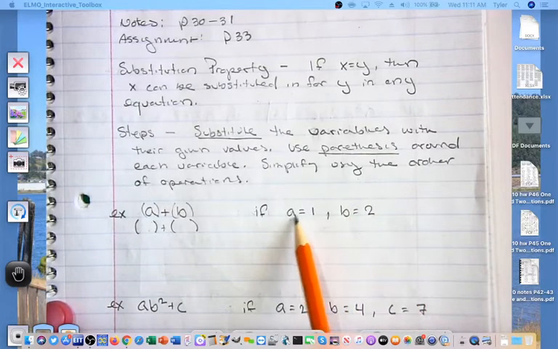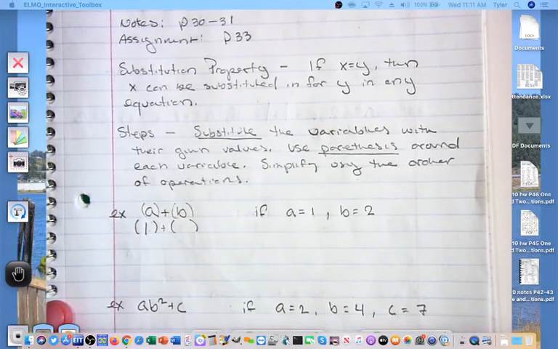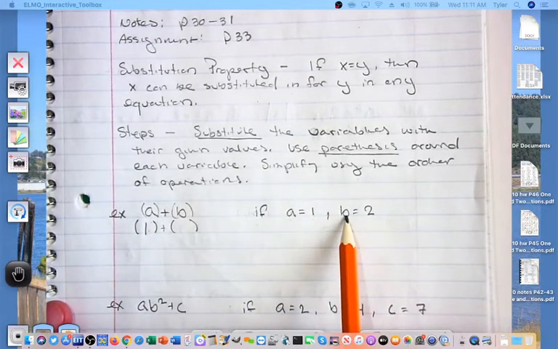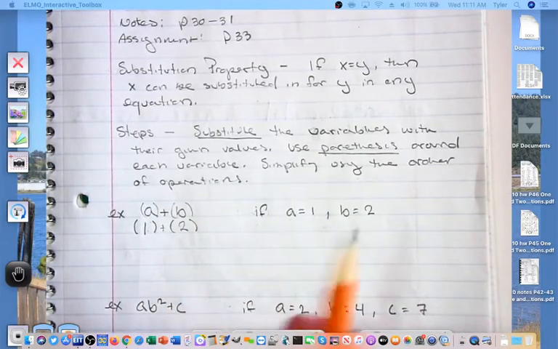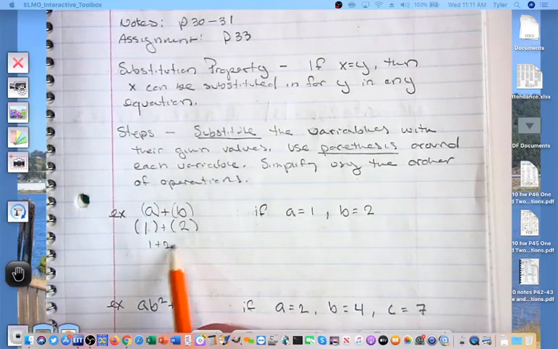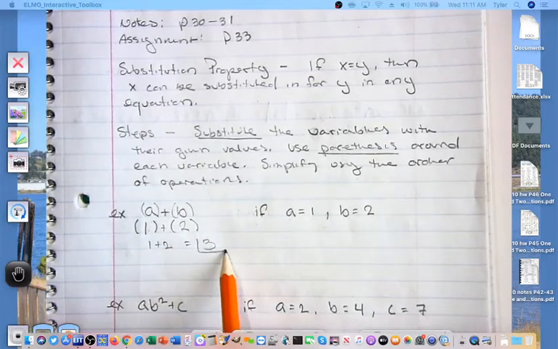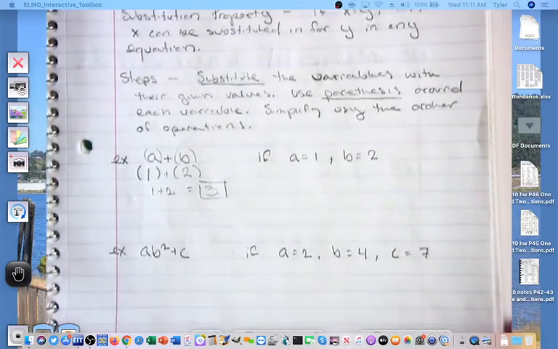Then I'm going to empty those parentheses and replace the variable with the value that I was given in its place. Since a is equal to 1, I'll take out the a. I'm going to put a 1 in its place. I'm going to take out the b, and I'm going to put a 2 in its place. And now that I've done that, I'm going to simplify this as much as possible. The problem 1 plus 2 comes out equal to 3, and I have successfully simplified this as much as I possibly can. Let's take a look at some more complicated examples.